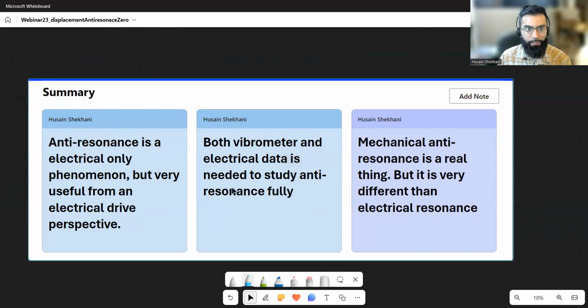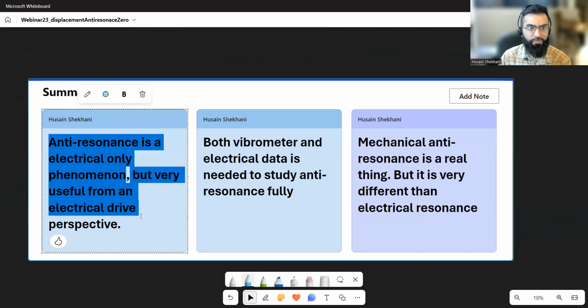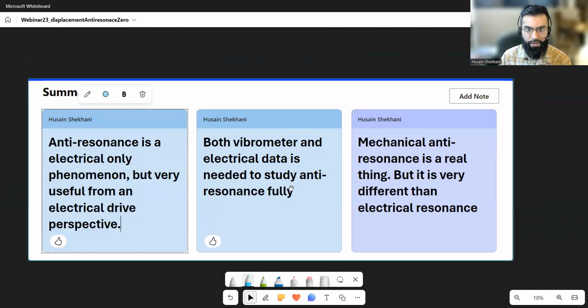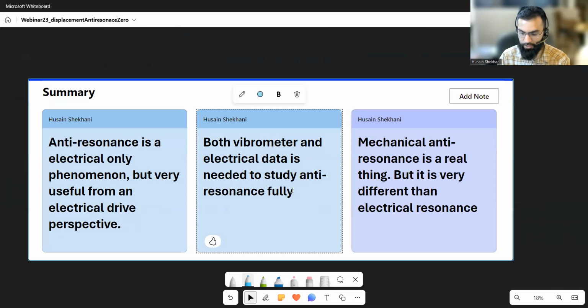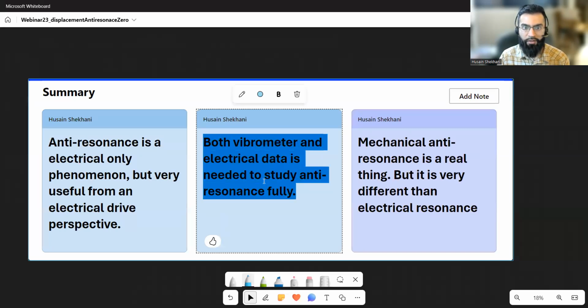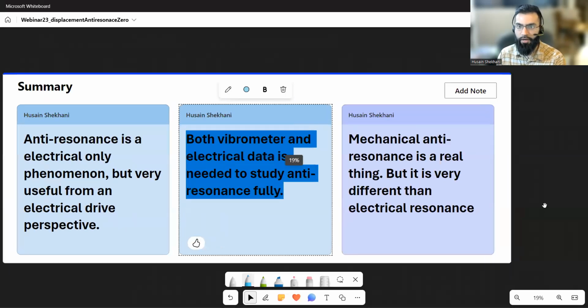All right, so I'm going to wrap it up now. In summary, the anti-resonance is an electrical-only phenomenon, but it's very useful from an electrical drive perspective. It's a very stable frequency in terms of voltage to displacement output, with loading or without loading. And so I use both vibrometer and electrical data to study the anti-resonance fully, and the resonance in this case.